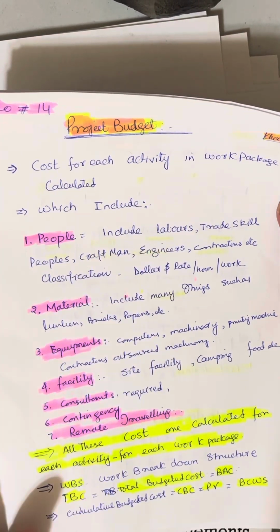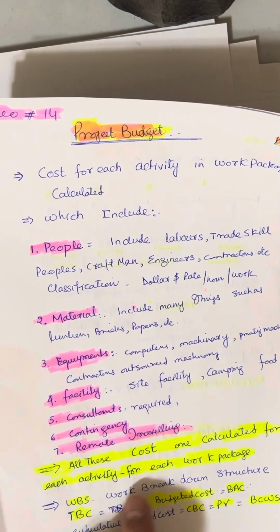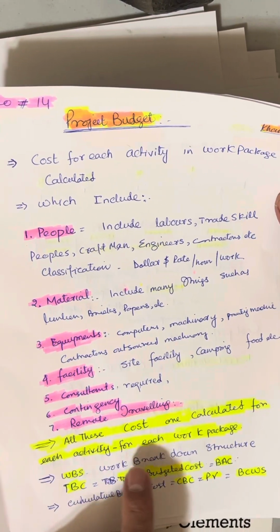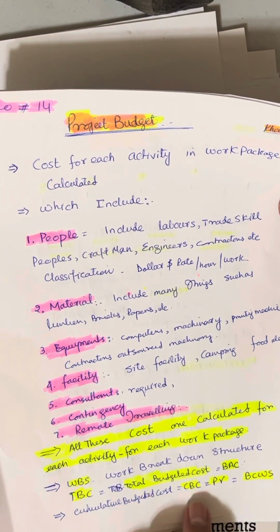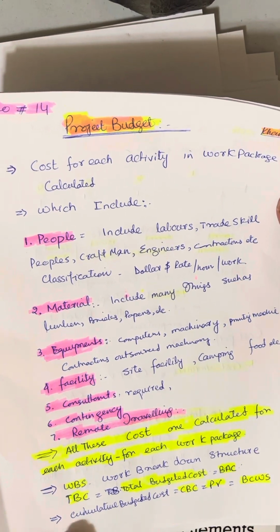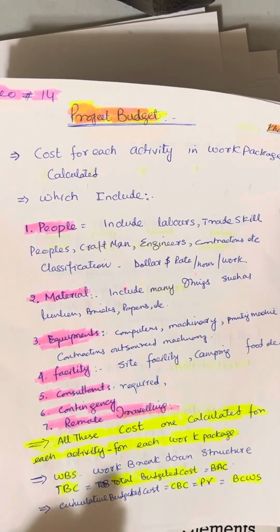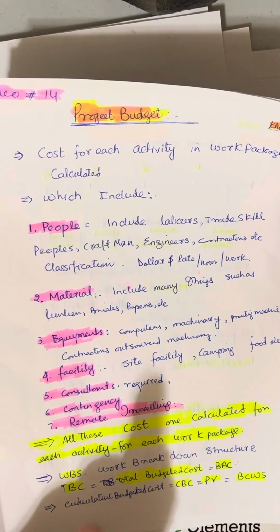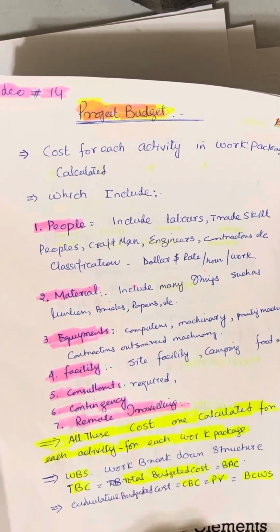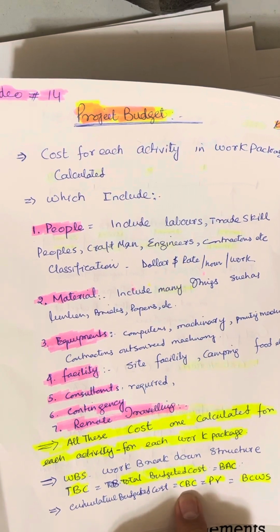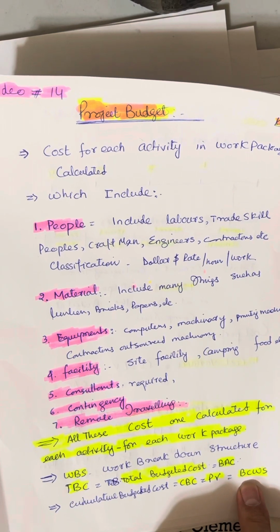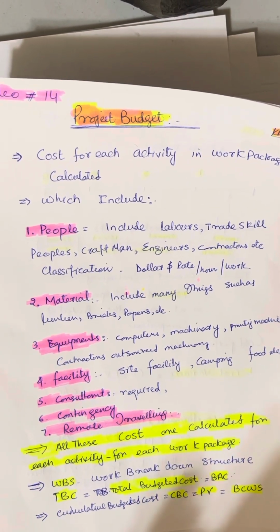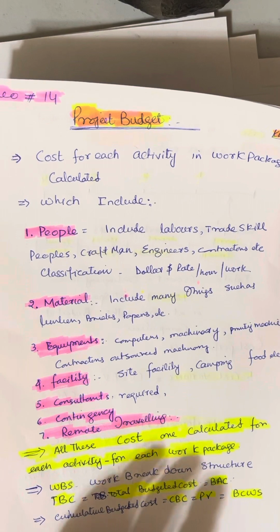When we calculate the cost for each work package, all those costs are calculated for each activity, and when we get the number, it is the total budgeted cost. The next budget term which we usually use is cumulative budgeted cost. Cumulative budgeted cost is a mathematical thing, also called planned value. I will give you an example here.